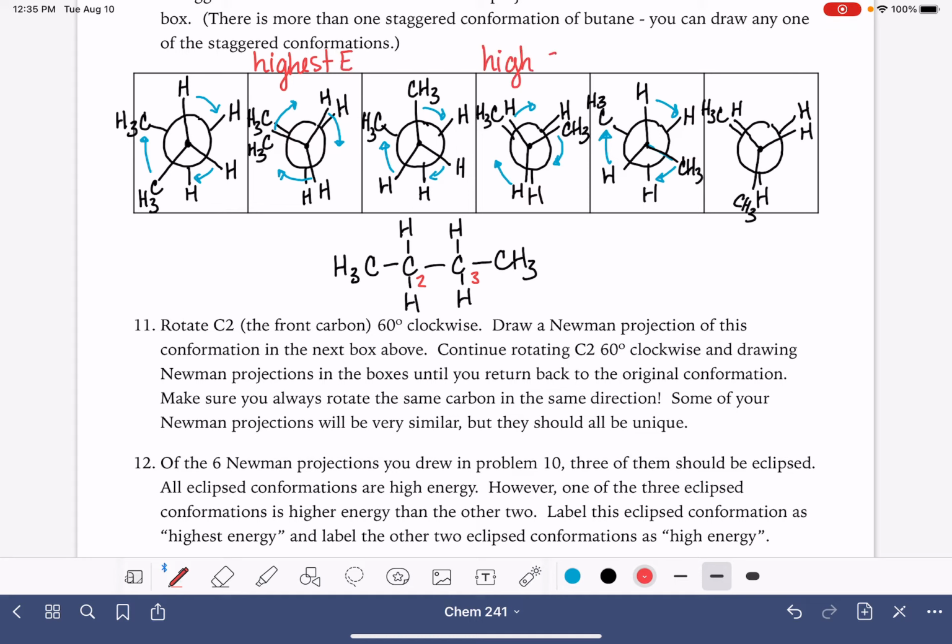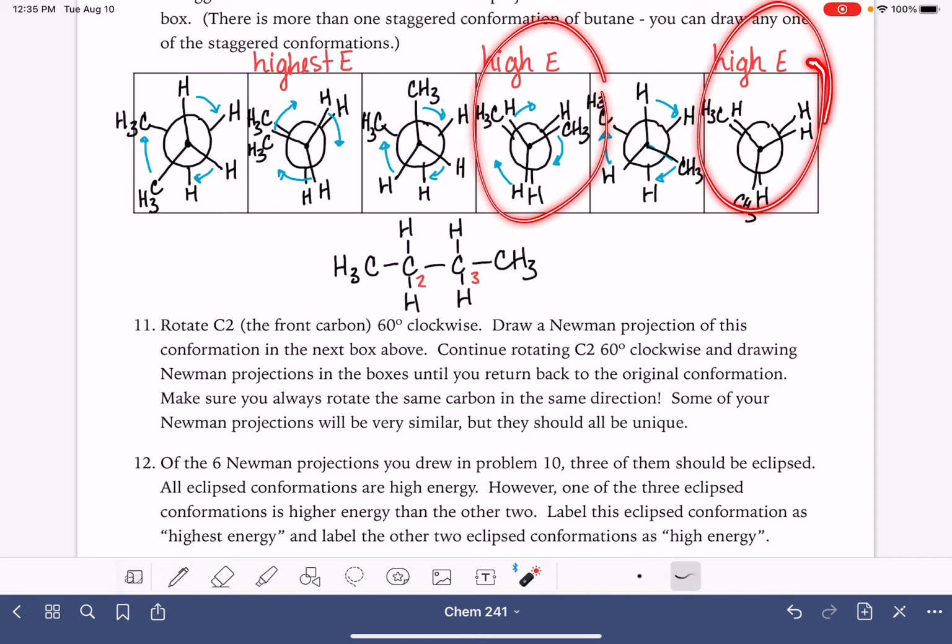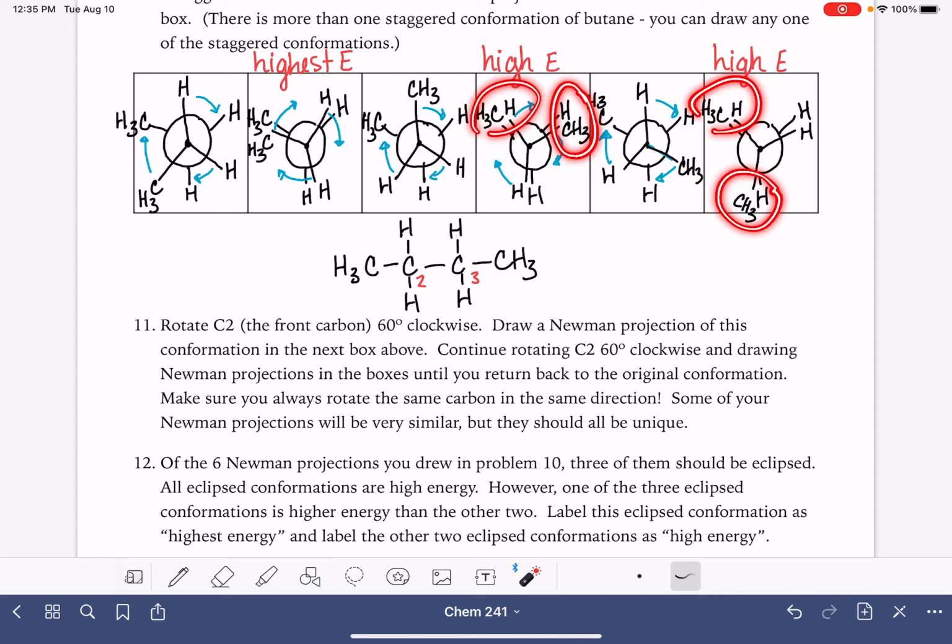This is just high. We're just going to call it high. It's not as high as the highest energy. And these 2 are exactly the same in terms of their energy because they have the exact same eclipsing situation. Even though the orientation, the position of these, is in a different spot, we're still dealing with the exact same type of eclipsing.